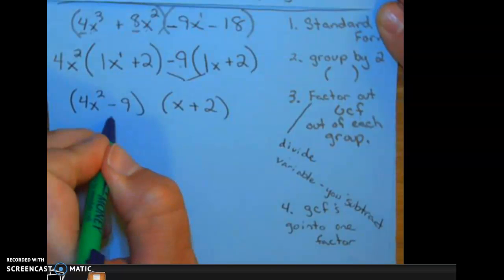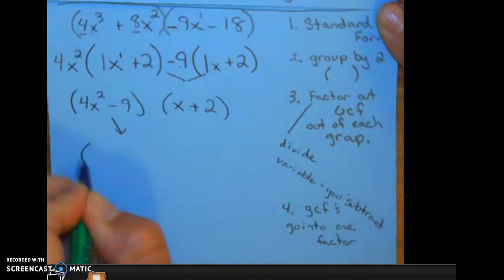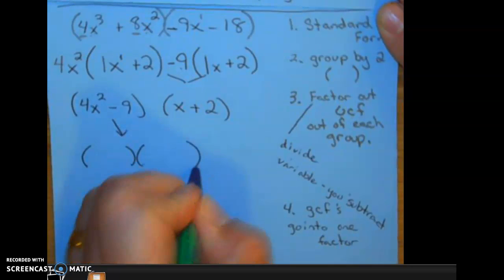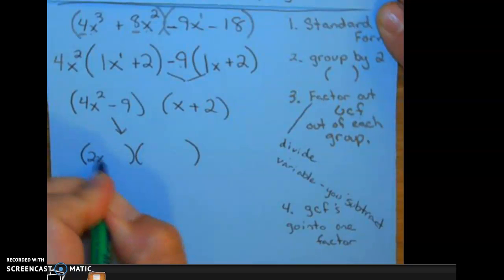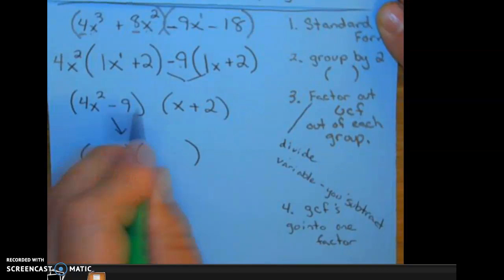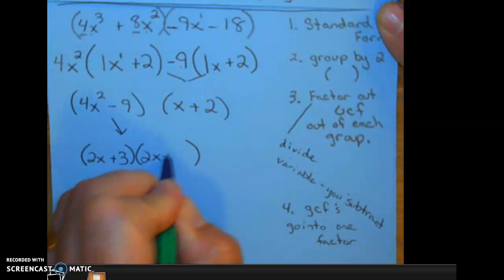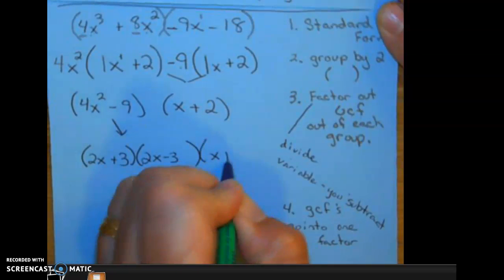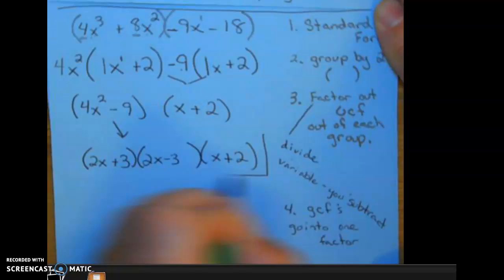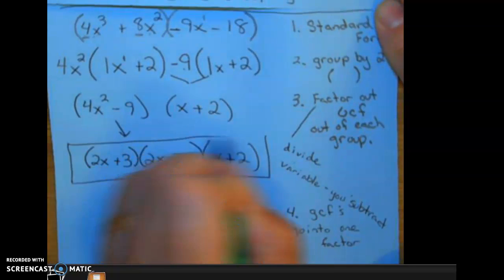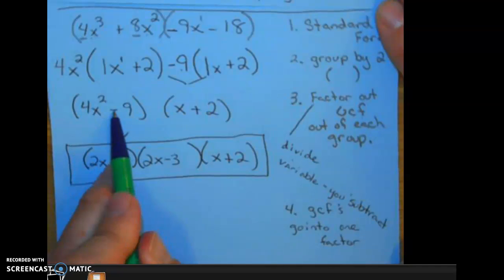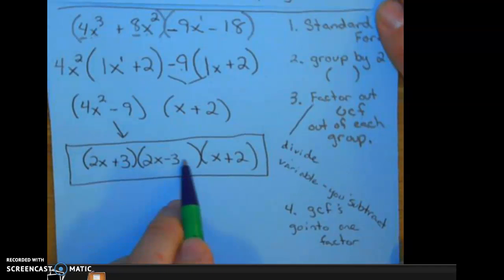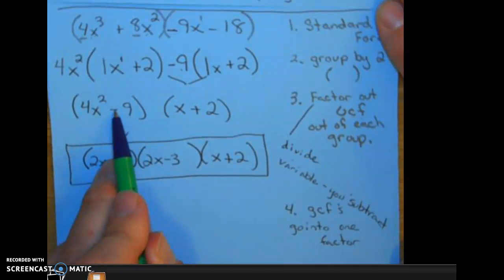So this is the difference of two squares, which I already taught you. This is going to break down to 2x plus 3 and 2x minus 3. And then this one comes down. And now we're completely factored out. This is not always going to happen. If this was 4x squared plus 9, then you could not do this. This difference of two squares only works when it's a subtraction.